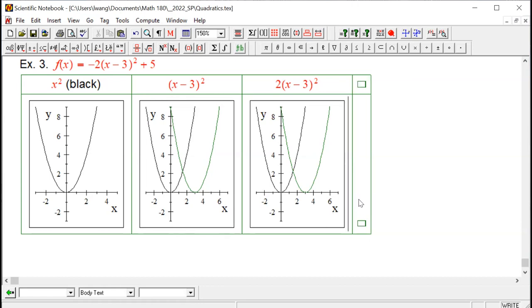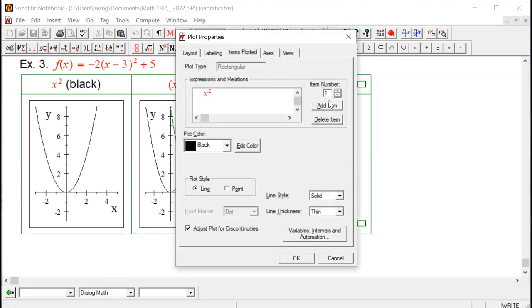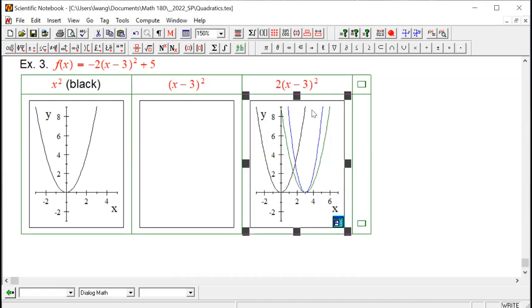You know what? Before I do this one, we're going to do 2 times. Is it going to be wider or more narrow? That's right. It's going to be more narrow. Okay. So we're going to add that. I'm going to make it blue. There. So the blue.